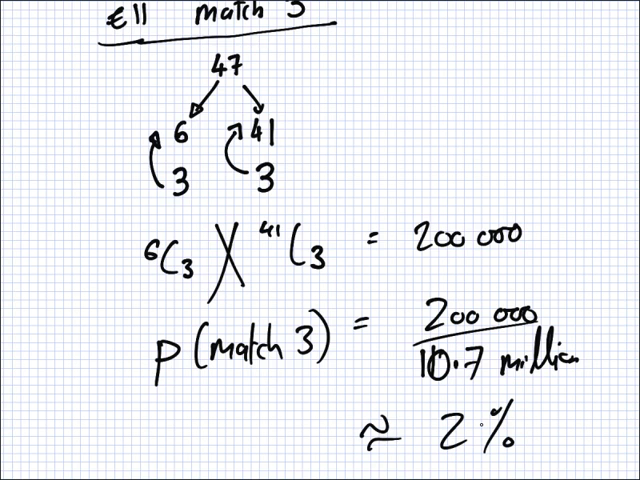How much are tickets? I think tickets are 2 euros. The next prize up here, for 61 euros, is if you match 4 numbers. Right, let's see, how many ways can you do that now? Calculate that, matching 4.